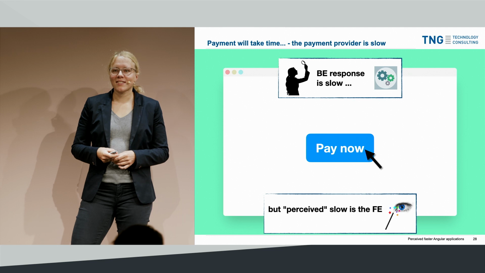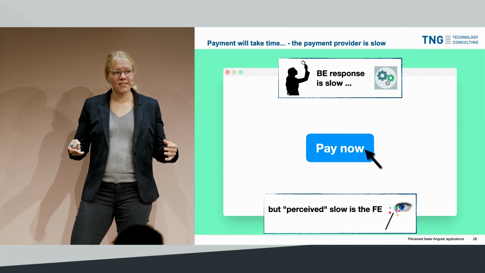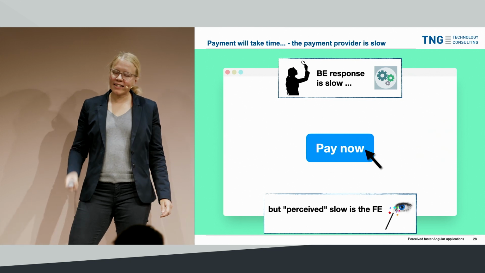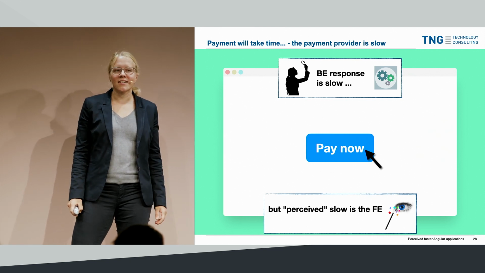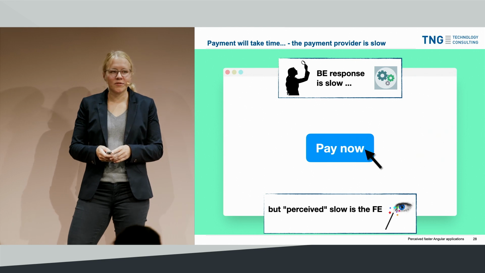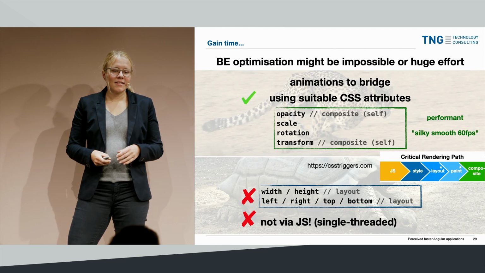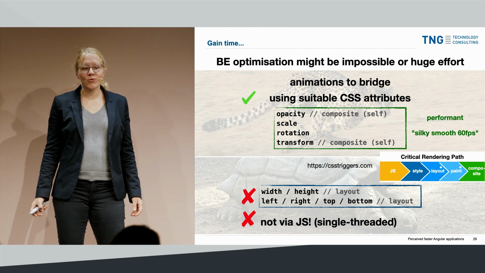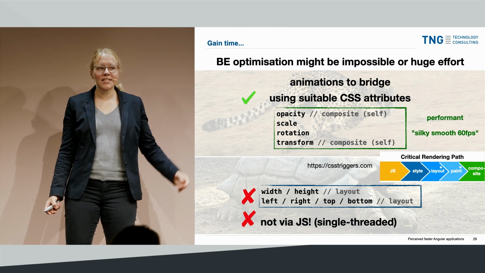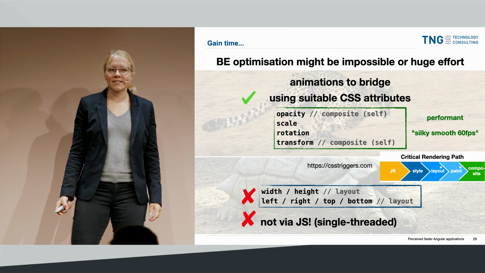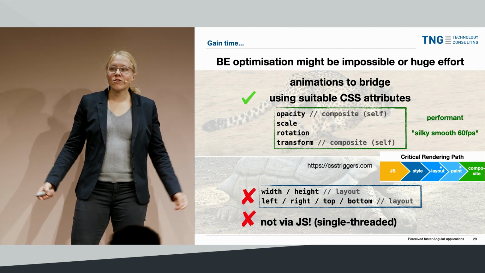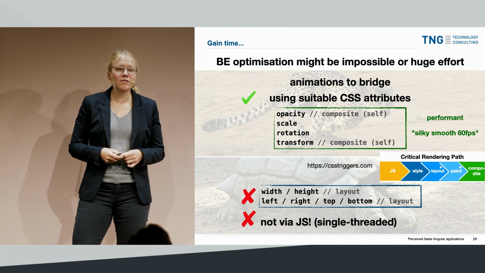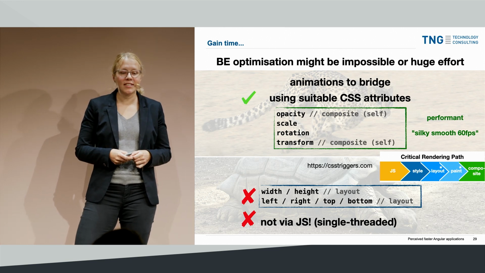But the problem is what the user sees, what's perceived in the end, is that the backend is slow. I click the button and nothing is happening. And it's dissatisfying for the user. I found several ways to alleviate the situation a little bit, because sometimes we really cannot optimize the backend, or backend optimization might take several weeks or one month, several sprints to achieve something.